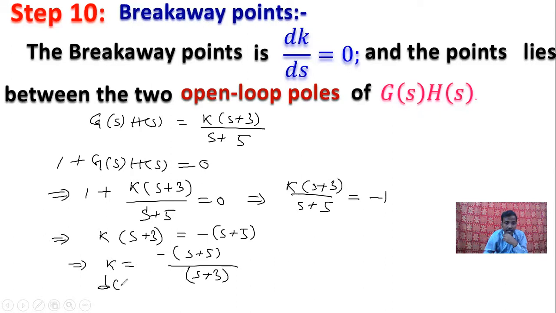Calculate dK/dS, set it equal to 0, and calculate the S value. This is the breakaway point in between two poles. Suppose this is pole number 1 and this is pole 2, and this is the breakaway point. So this is the procedure for calculation of the breakaway point.